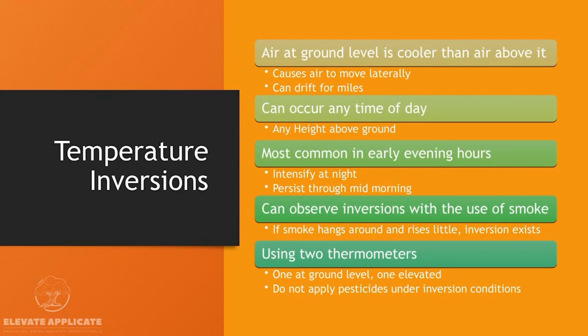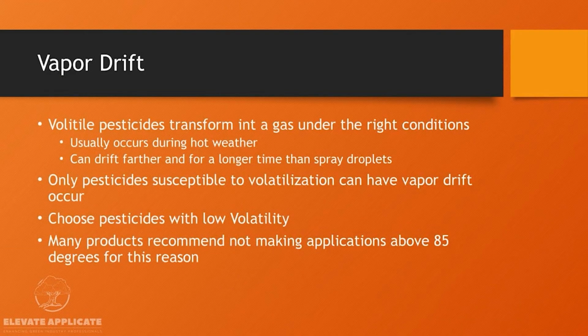It can occur any time of the day and at any height above ground. Most common, it occurs in the early evening hours. It can intensify at night and persist through mid-morning. Can observe inversions with the use of smoke. If smoke hangs around and rises a little, inversions exist. Using 2 thermometers, one at ground level and one elevated, you can also diagnose if there's an inversion. And do not apply pesticides under inversion conditions.